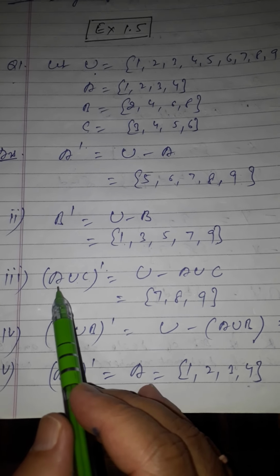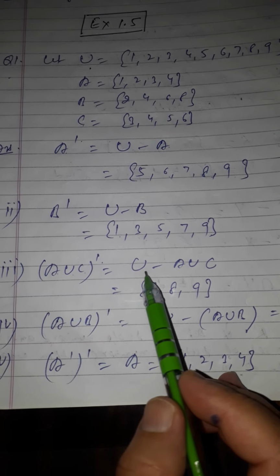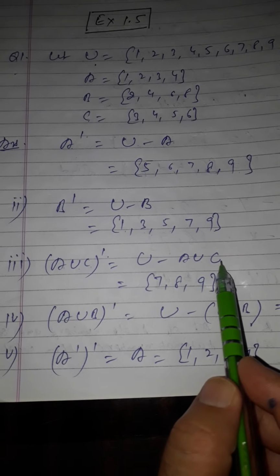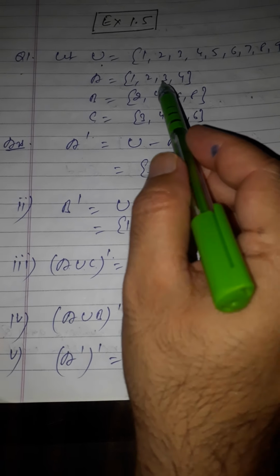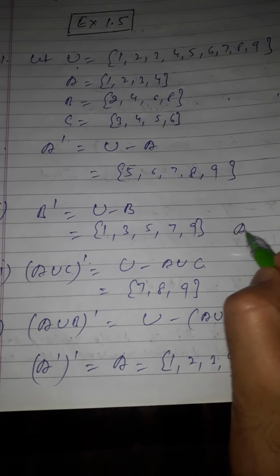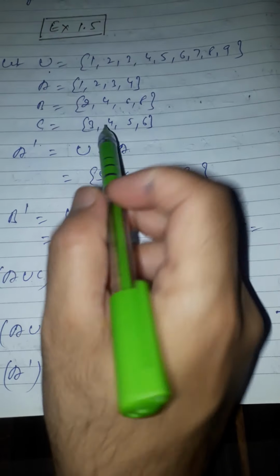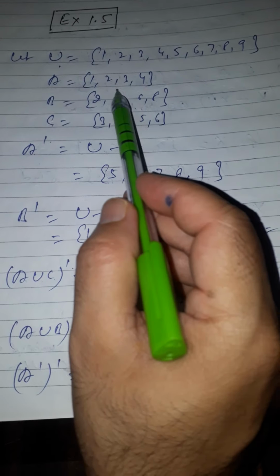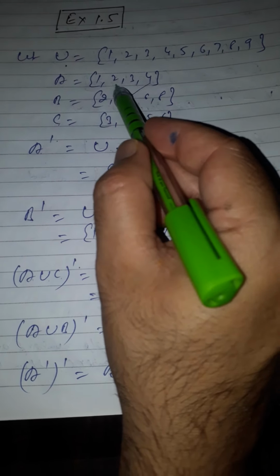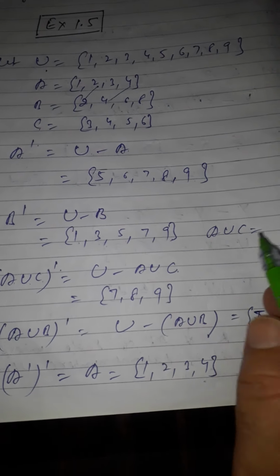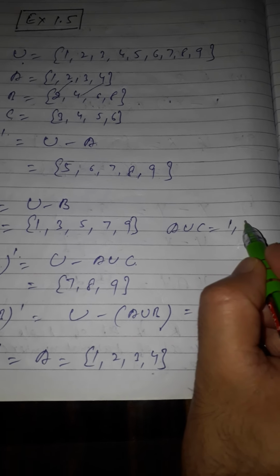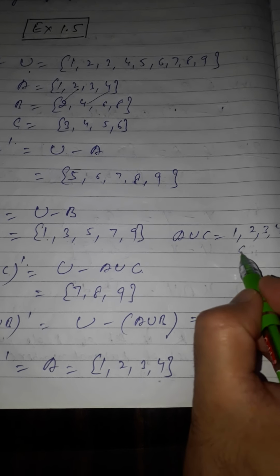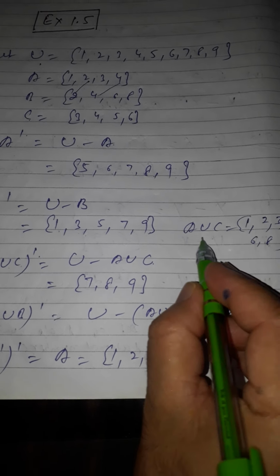So while we are saying (A union C)'s complement, it will come as equal to U minus (A union C), right students? So first of all we will find out A union C from here. You will see 1 2 3 4, you will see that this 4 is common there, 2 is common there, we will not take them two times, so it will come as 1, then 2, then 3, then 4, then 6 and 8, that is A union C.